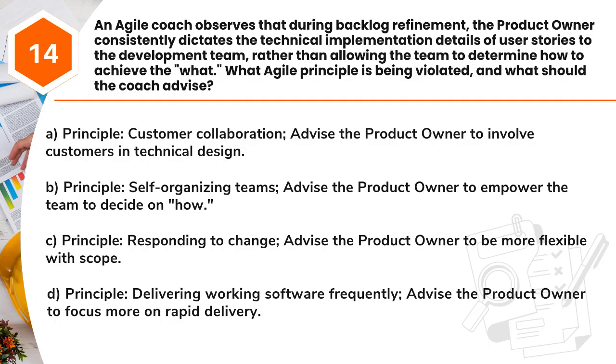A. Principle: customer collaboration. Advise the product owner to involve customers in technical design. B. Principle: self-organizing teams. Advise the product owner to empower the team to decide on how. C. Principle: responding to change. Advise the product owner to be more flexible with scope. D. Principle: delivering working software frequently. Advise the product owner to focus more on rapid delivery.